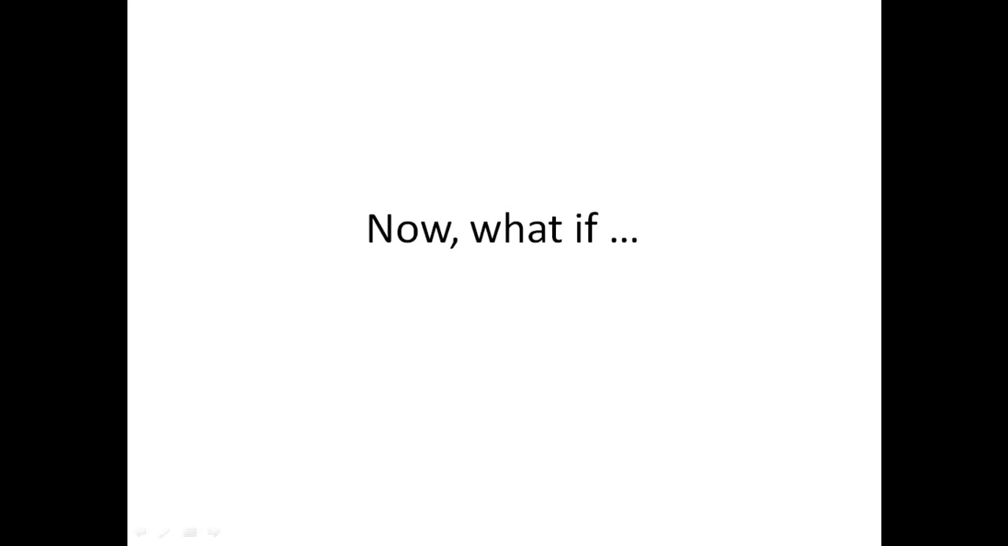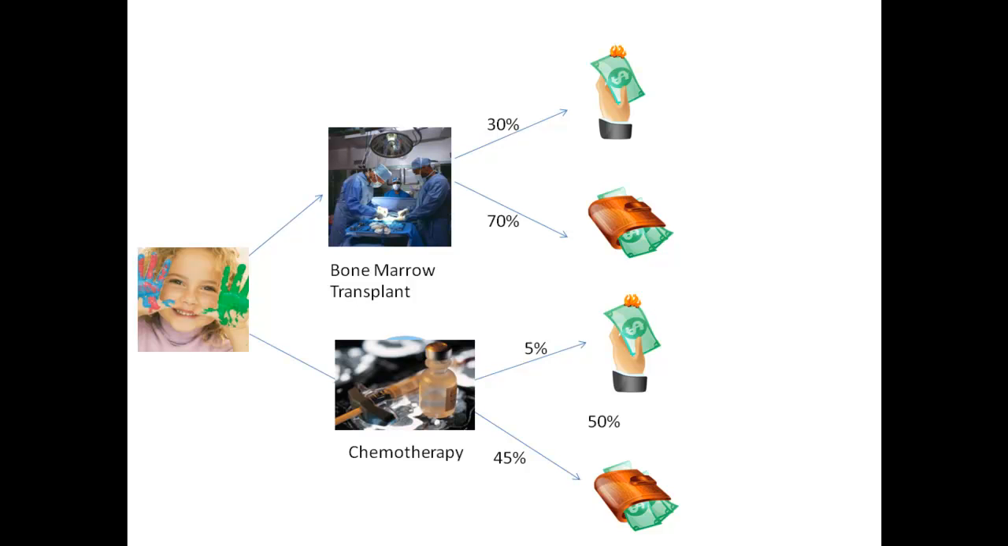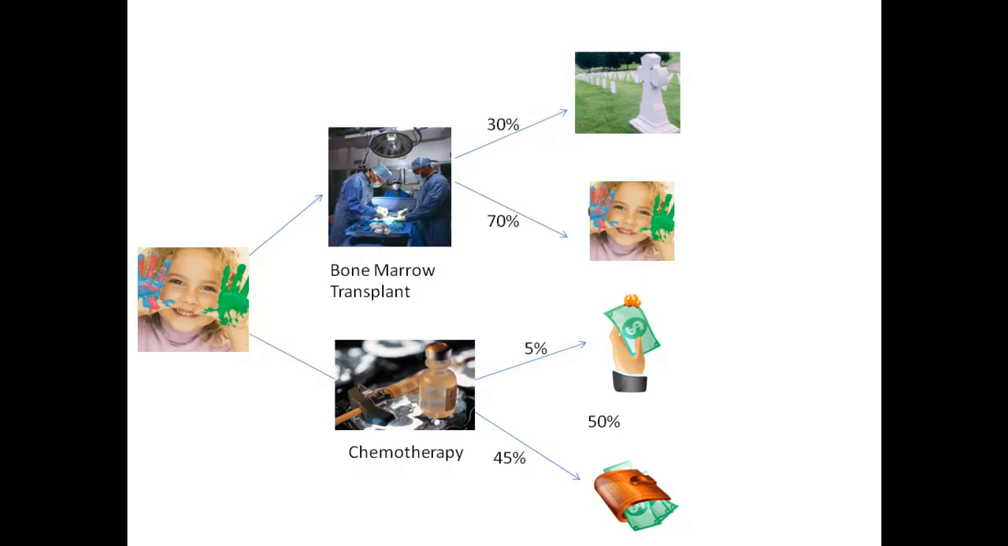Now, what if this was a medical situation instead of a business case? Let's pretend that your 4-year-old daughter has leukemia. You can either choose to do a bone marrow transplant or chemotherapy. The bone marrow transplant has a 70% chance of cure and a 30% risk of death.